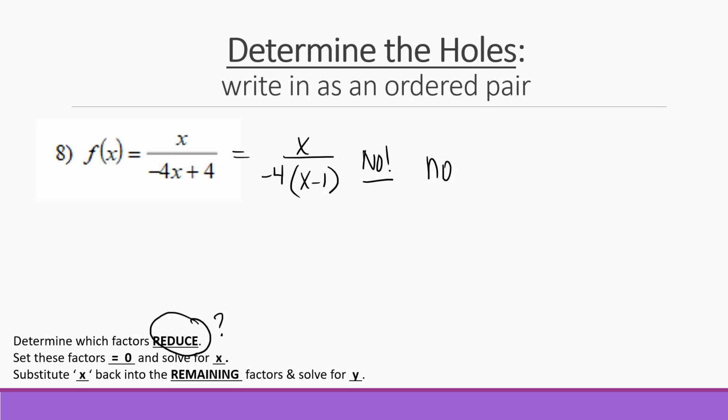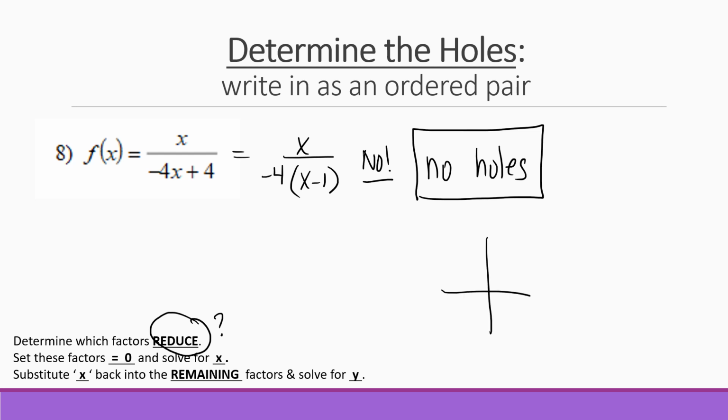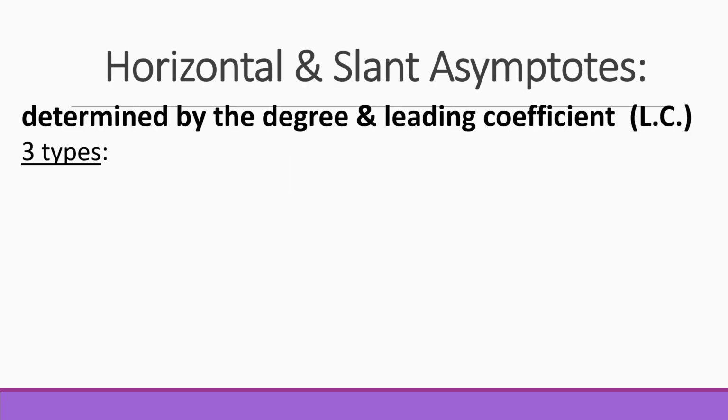So in this case, there are no holes or no points that are removable. Discontinuity doesn't work, don't have any. You will have vertical asymptotes, that's it. You won't actually have a hole in your picture as you graph it. Okay, not going to work. All right, let's move on to horizontal and slant asymptotes.